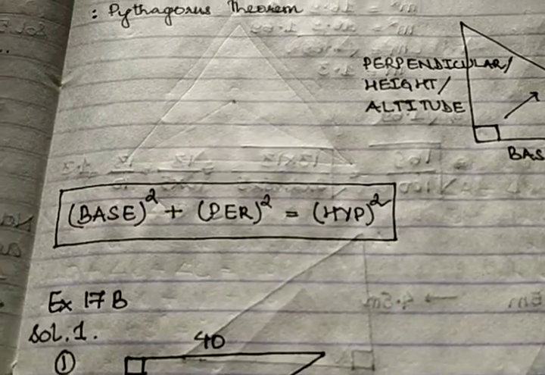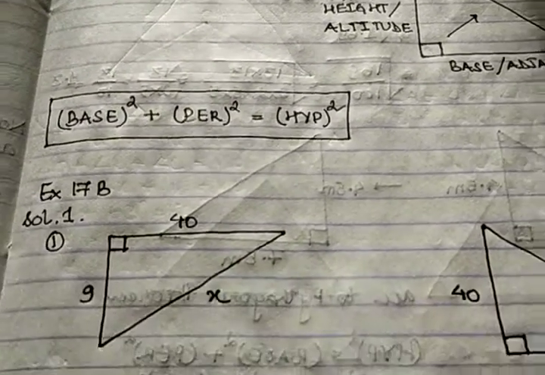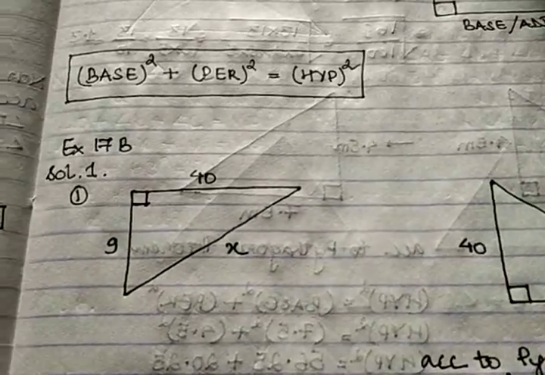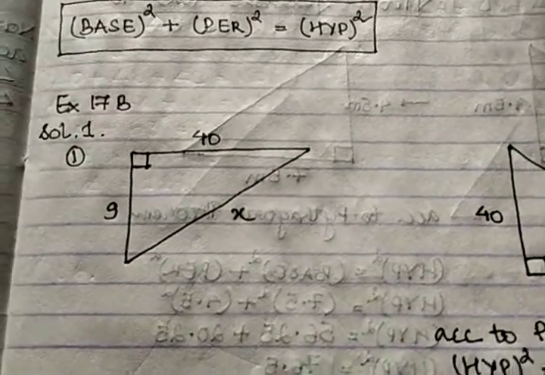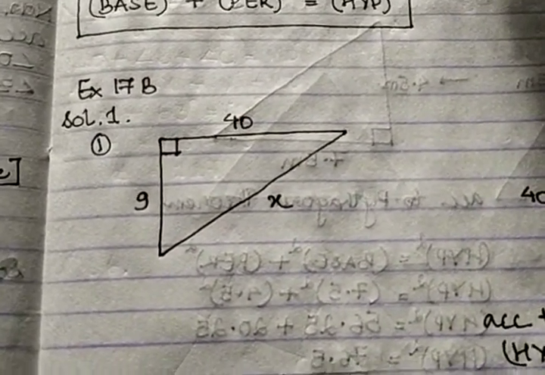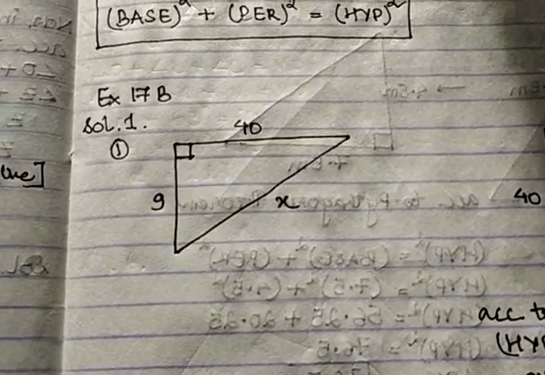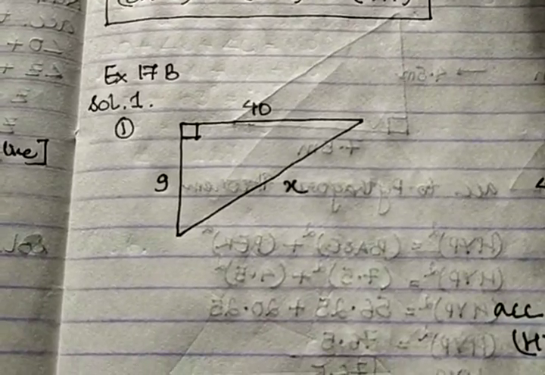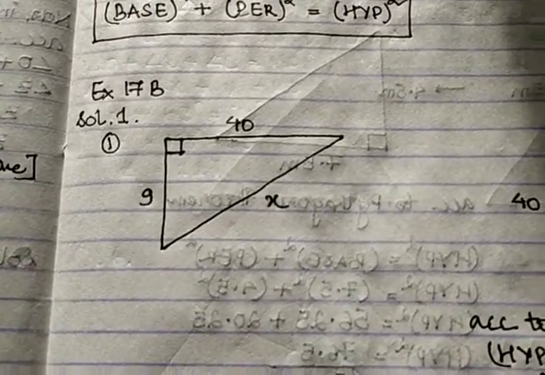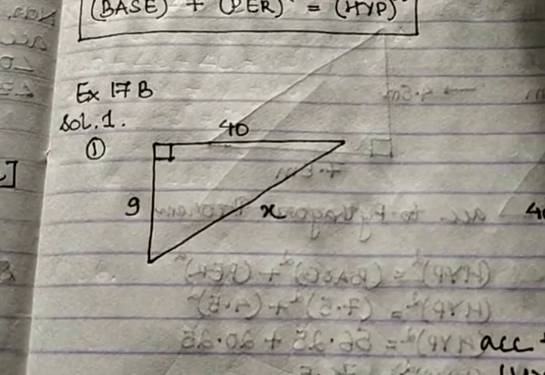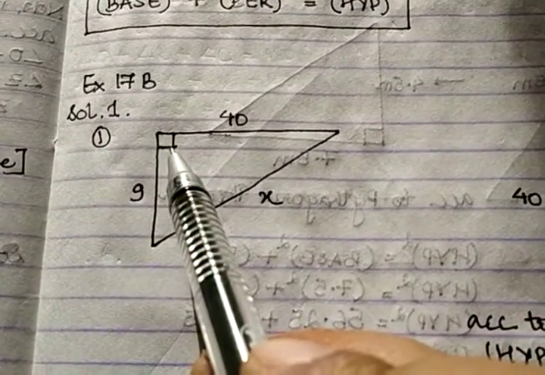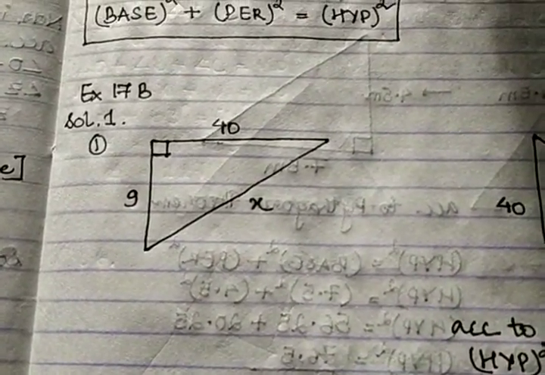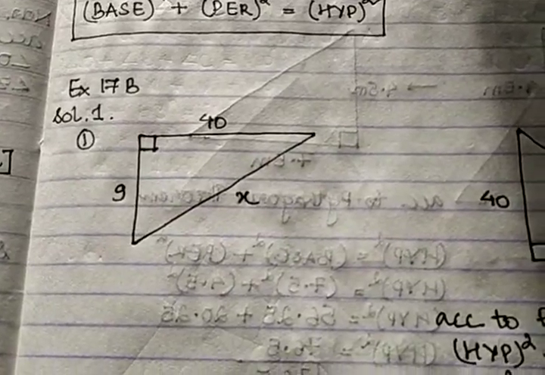So let's go with a few sums. It will be easier for you to understand with a few applications of this theorem. Now from exercise 17b, the figure is given as this. Though it's a right angle triangle, we know that it's a right angle triangle because of the symbol, but it's being tilted or rotated, isn't it?